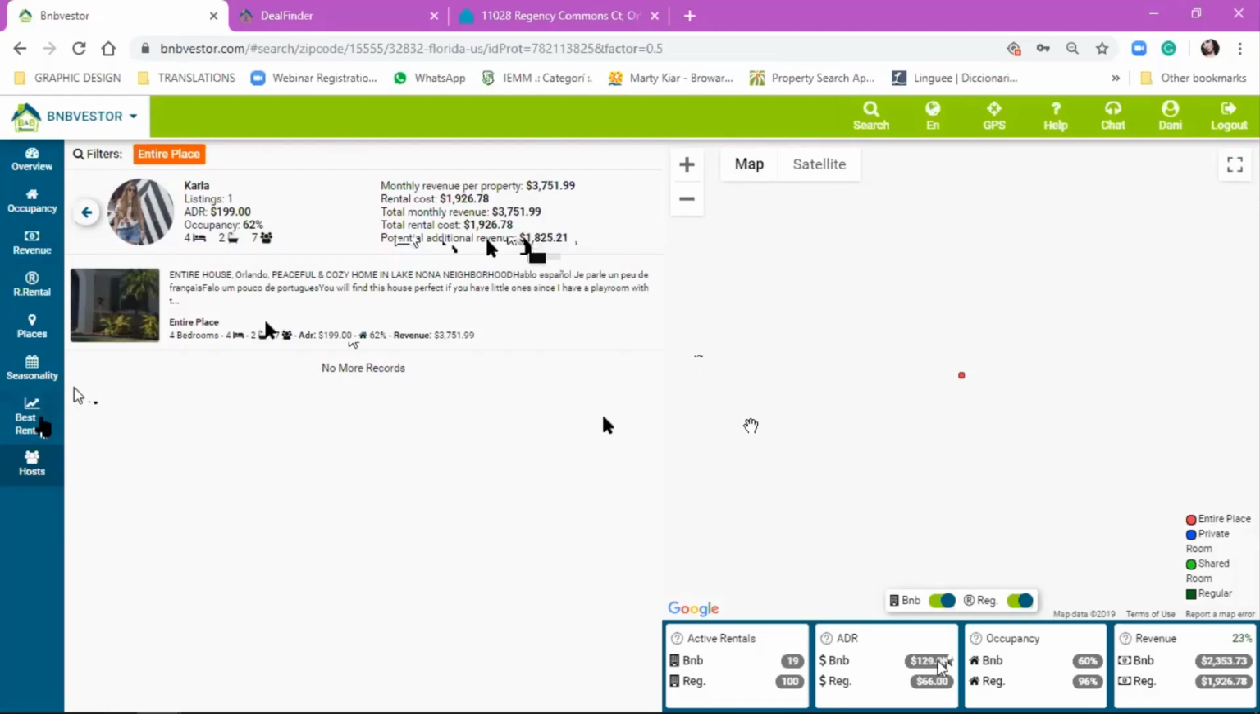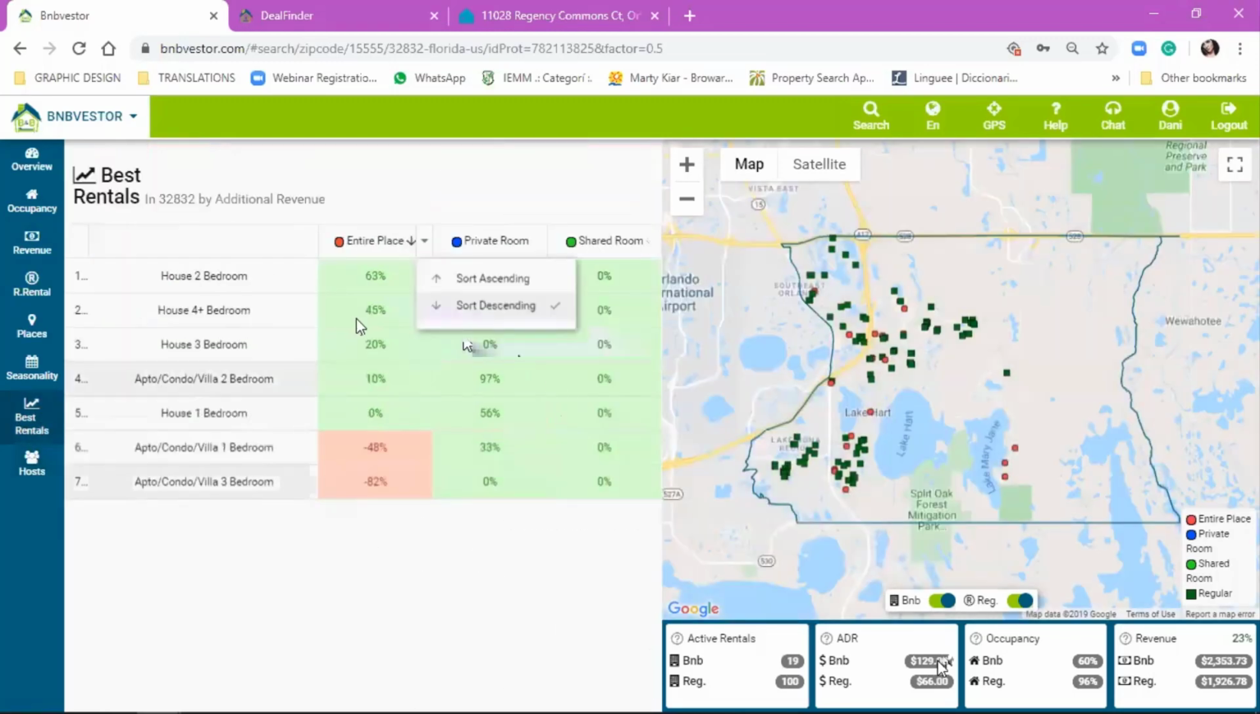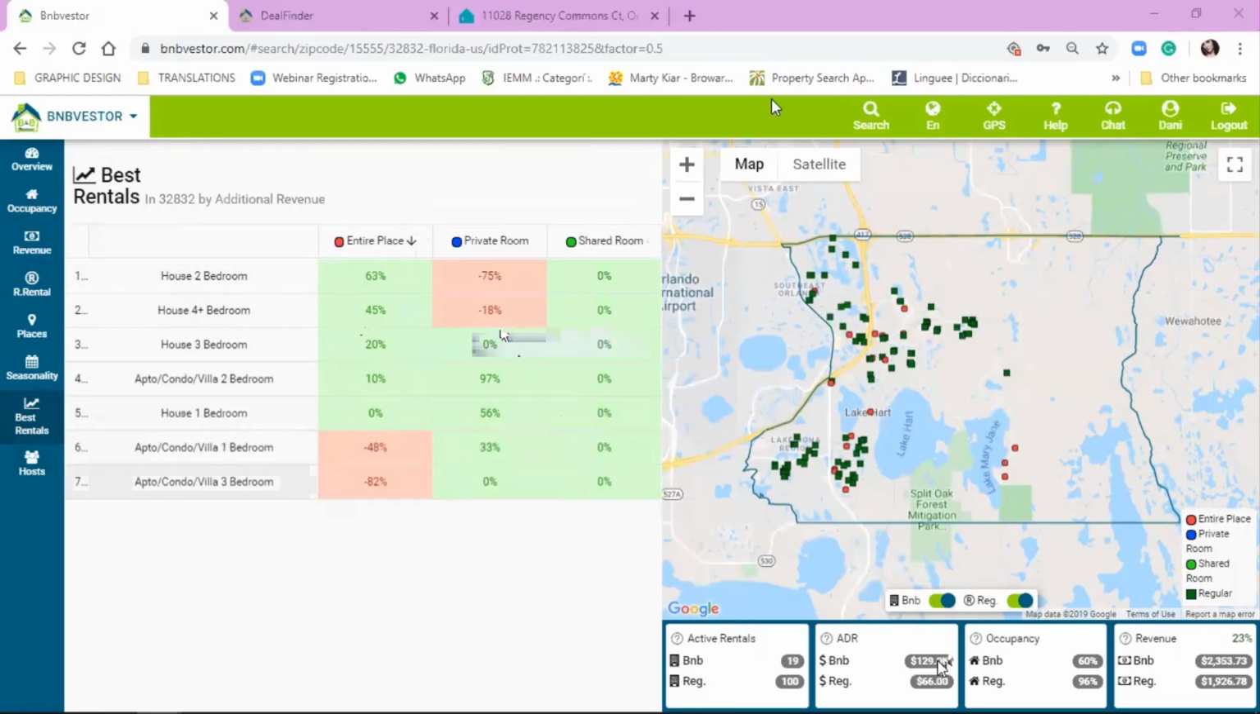Okay. Then we have the best rentals in this area. Let's see what we have over here. So for the entire place, a 2-bedroom house is going to give you the highest additional revenue. Okay, potential revenue. You saw it over here.